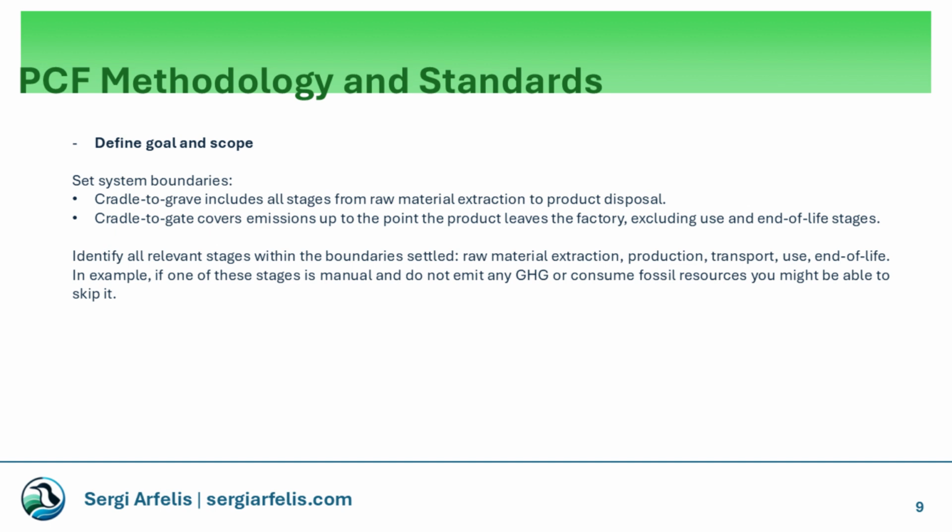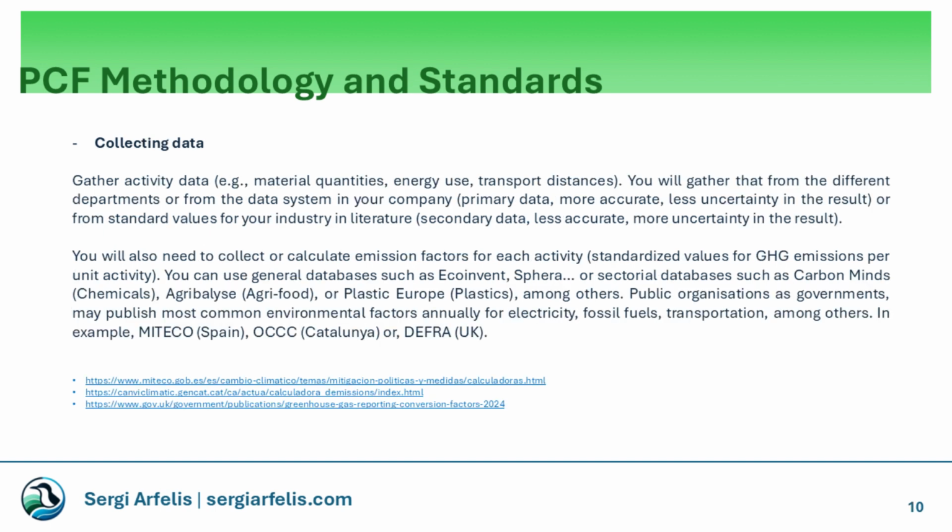By carefully defining the goal and scope, the functional unit, and the system boundaries, you ensure your product carbon footprint study is robust, transparent, and tailored to your company's needs. Let's talk about collecting data for your product carbon footprint calculation. To get reliable results, you need to gather activity data for every relevant stage of your product's life cycle. This includes quantities of materials and ingredients used, energy consumed, distances and modes of transport, packaging, and waste generated. You will usually collect this information from different departments in your company, such as production, logistics, and purchasing.